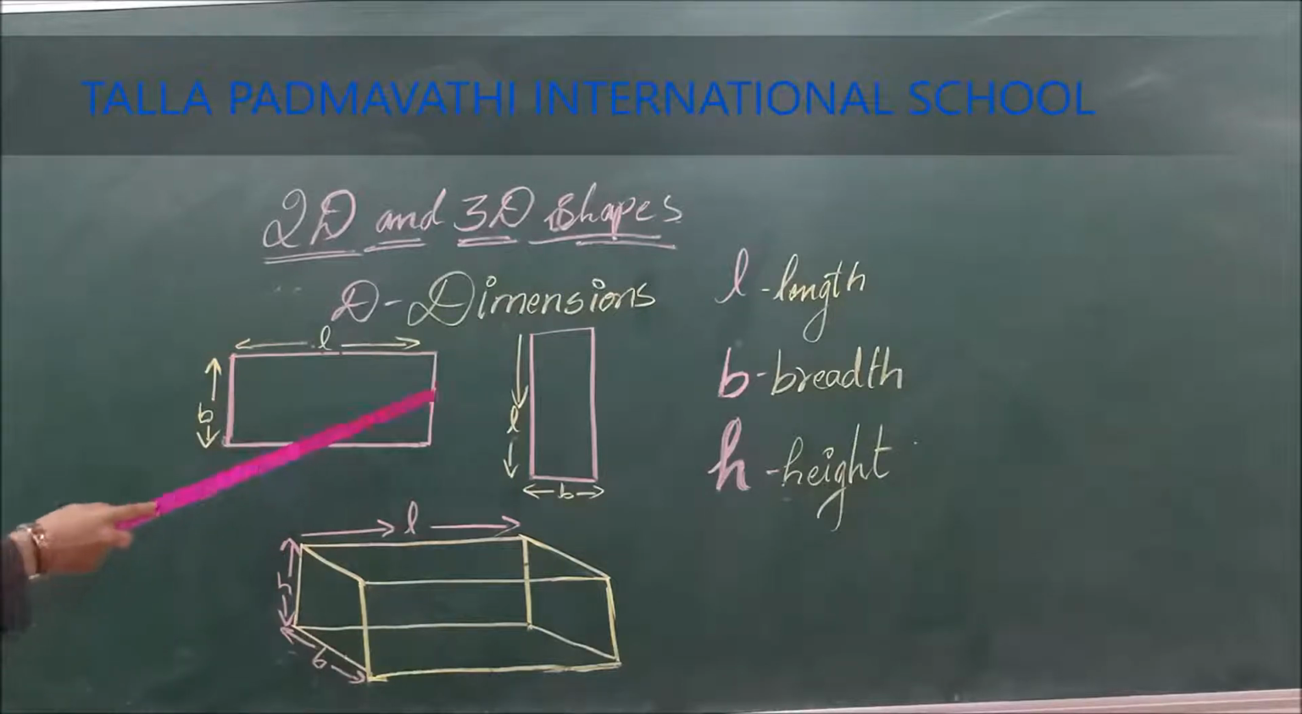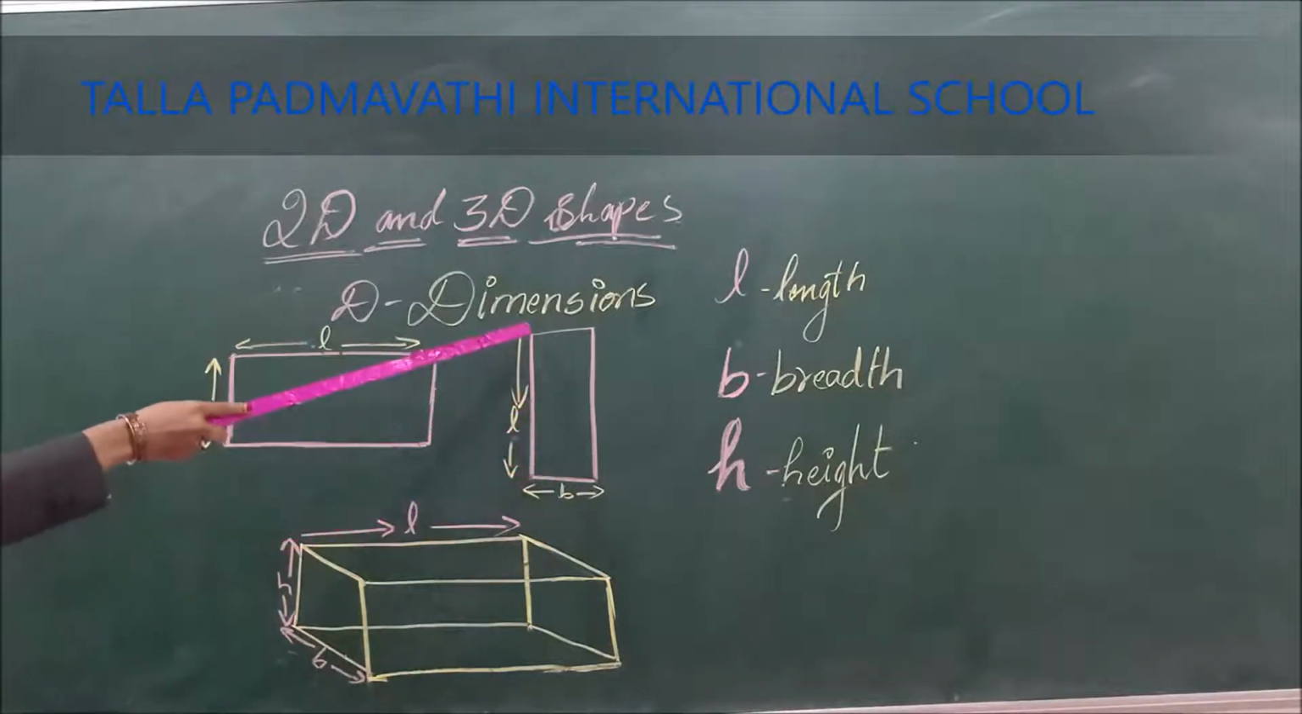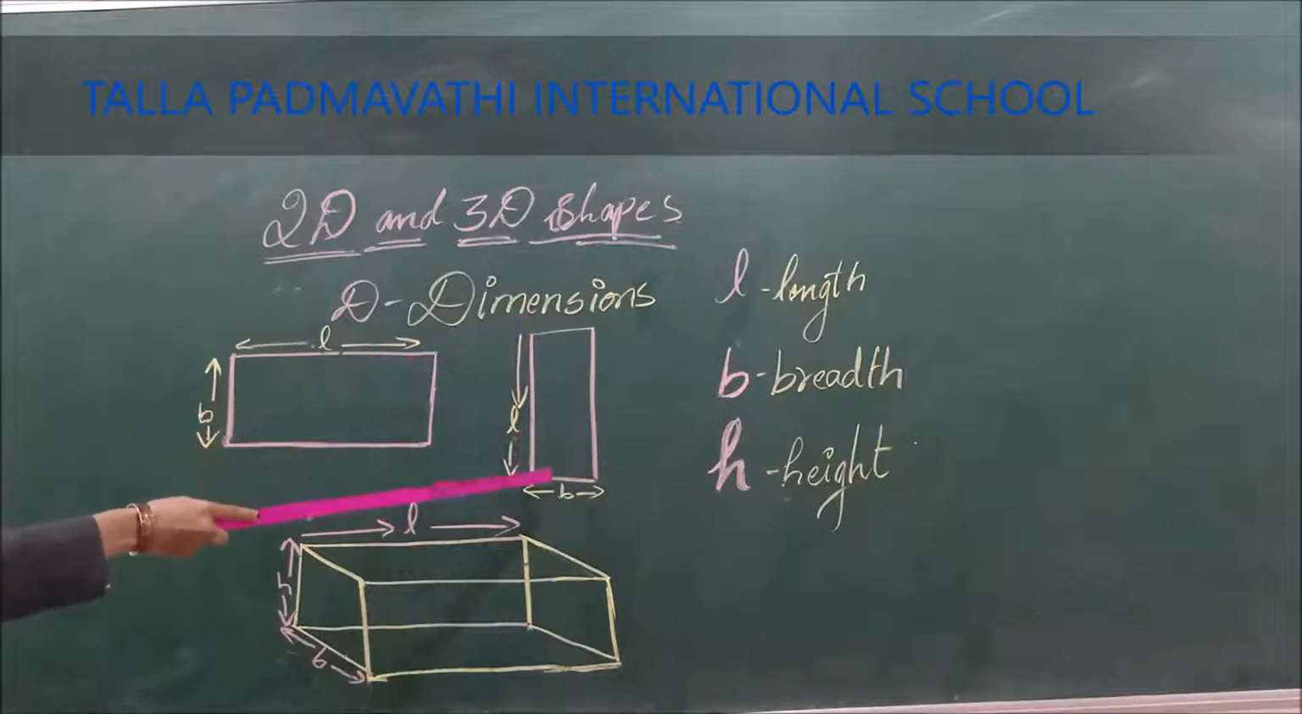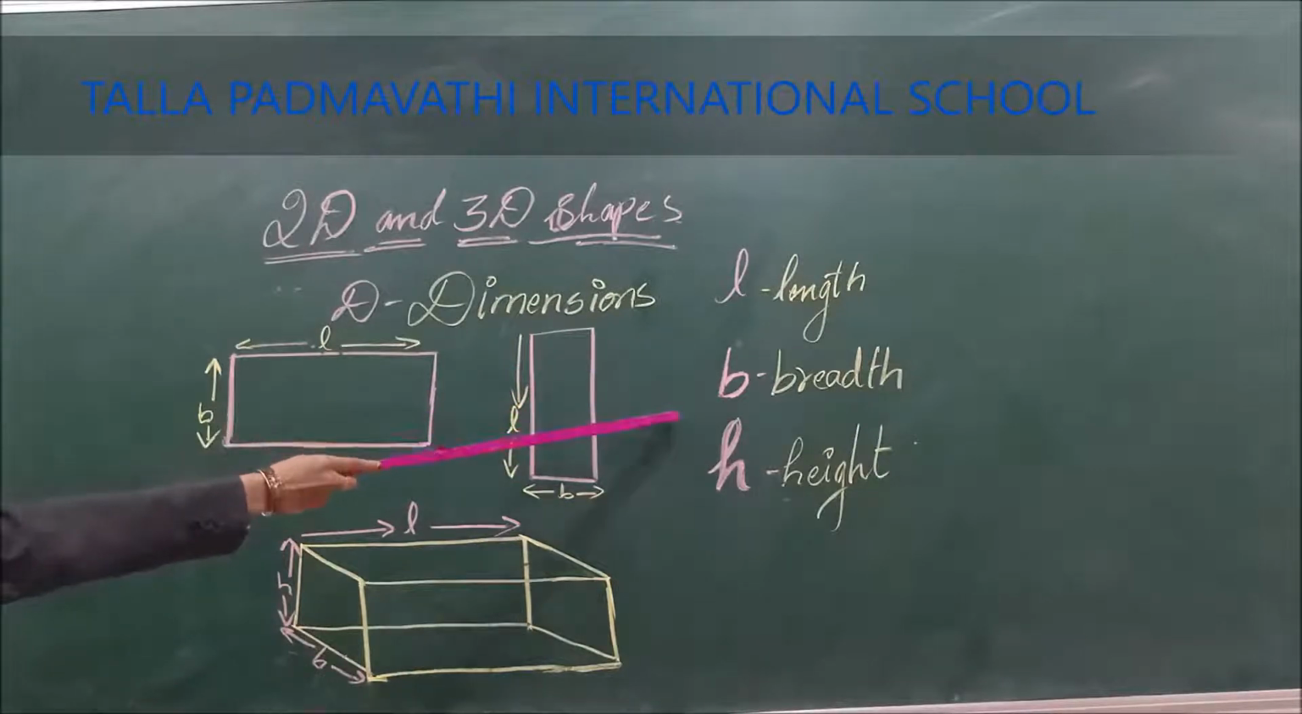You can see this is also a vertical rectangle. The longest side is called length and the other side is called breadth. So in 2D shapes we can see only 2 dimensions. What are those? That is length and breadth. Now let us see what 3D shapes are.